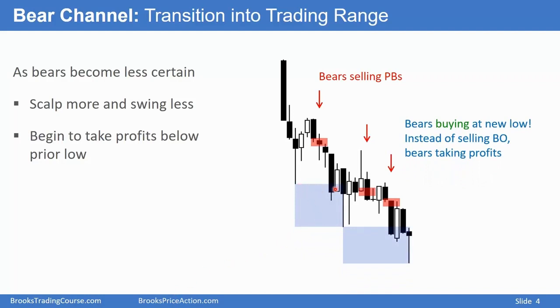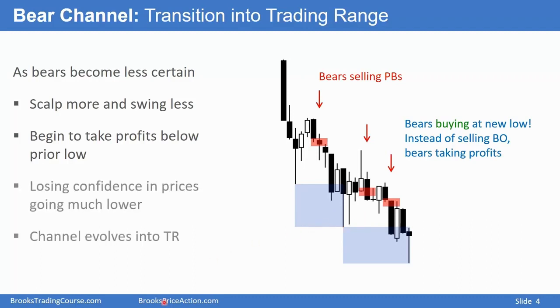The bears, instead of selling at new lows, they're taking profits at new lows. That's why we're getting these reversals up. New low, and the market goes up. The bears are not selling there, they're buying back their shorts. They're losing confidence that the trend will continue much further. They think that the channel might soon evolve into a trading range, and therefore you get a stairs pattern.